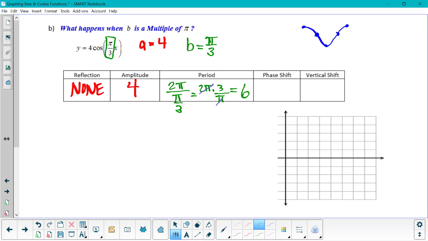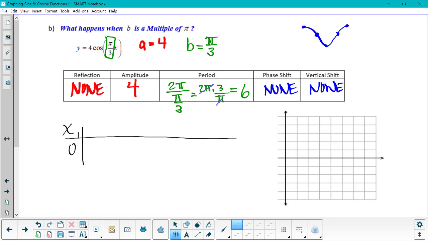It doesn't have to, okay? Because even if it involves pi, it's a real number. And 6 is a real number. It's actually nicer to not have to deal with pi because it's what we're used to. Okay, so we have no phase shift, so our cycle begins at 0, and no vertical shift, so the midline is the x-axis. So if I think about my x values for my 5 points, I'm starting at 0. The period is 6. So the last point of the cycle will have an x coordinate of 6.